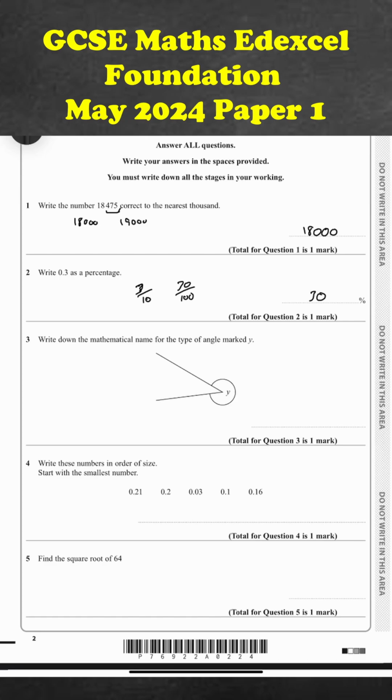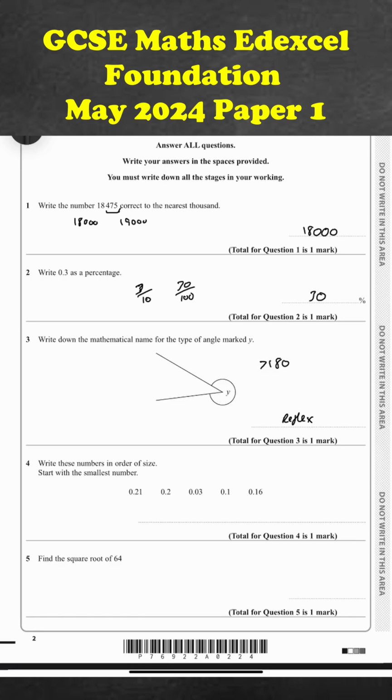Question 3. Write down the mathematical name for the type of angle marked y. So this angle is greater than 180 degrees. So this is going to be a reflex angle. It's less than 360 degrees as well.